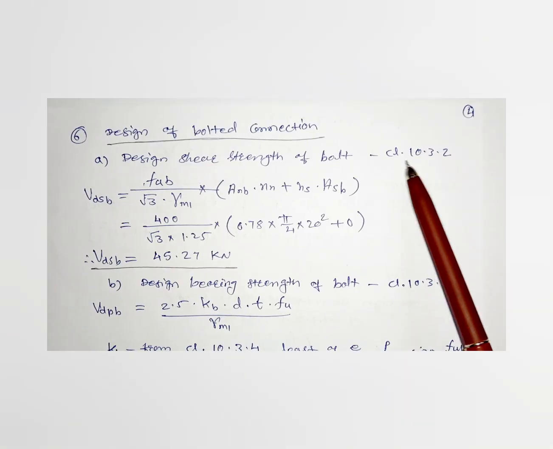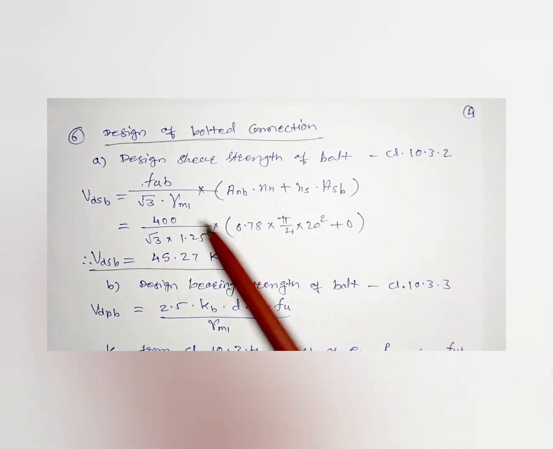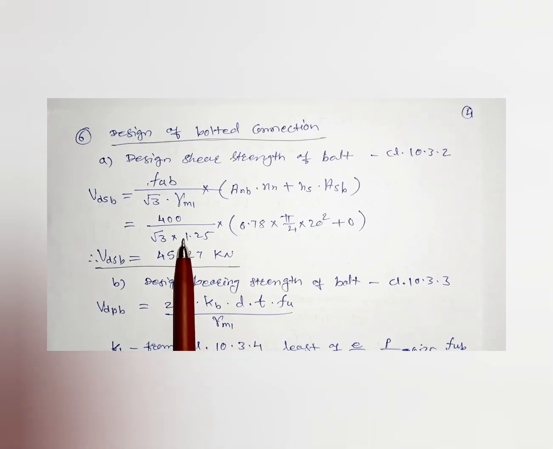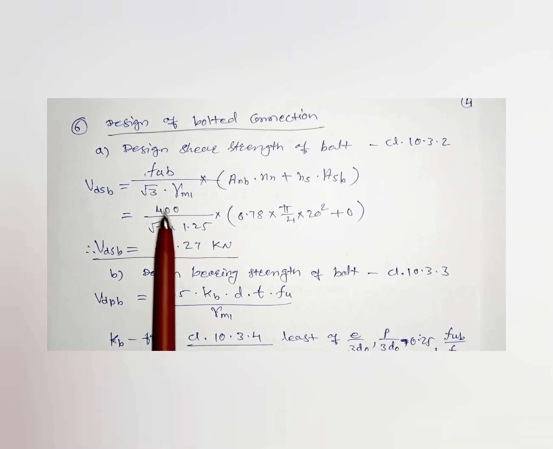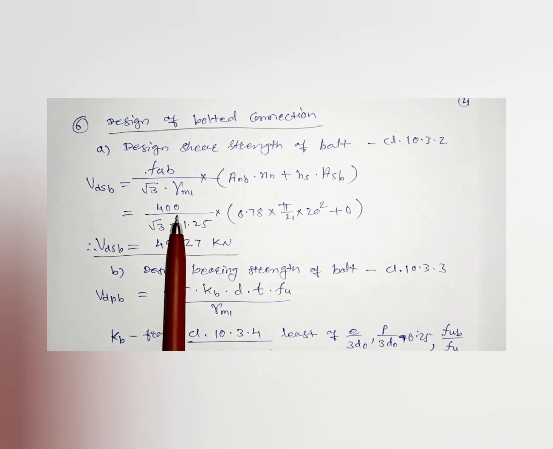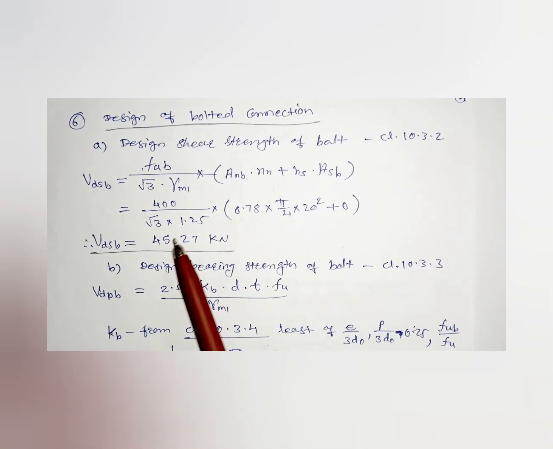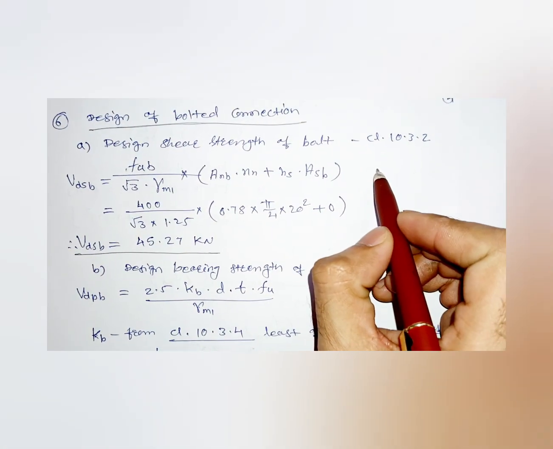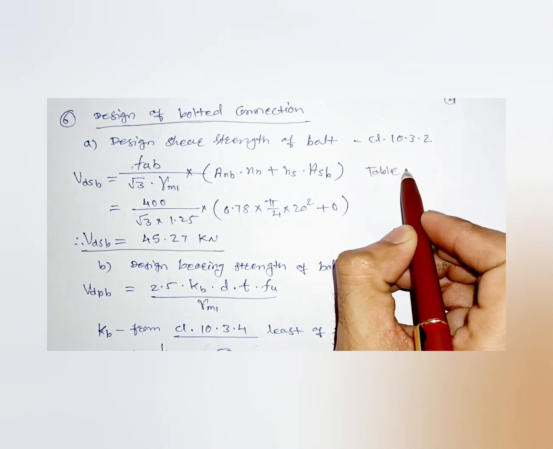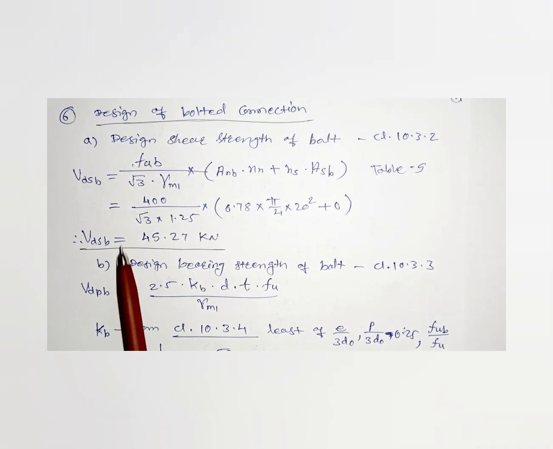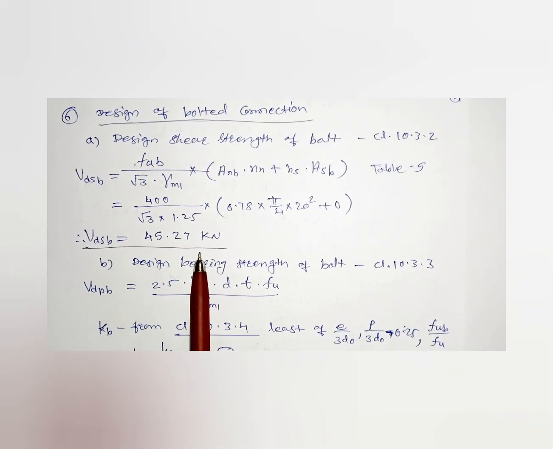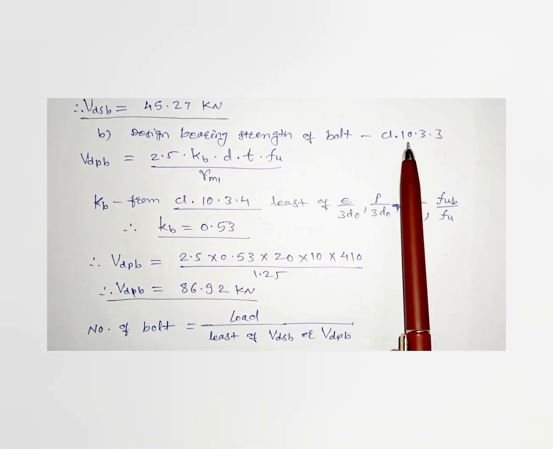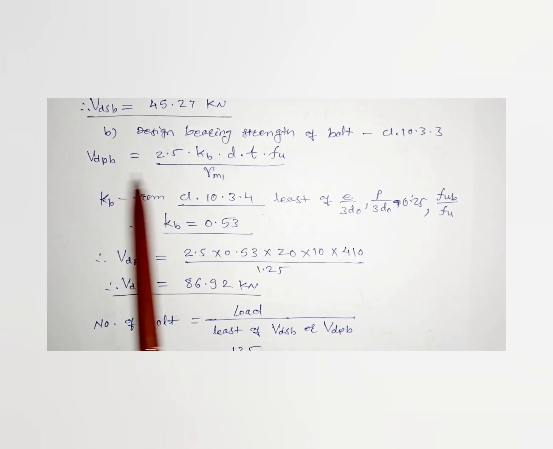IS 800 clause 10.3.2 gives this formula for design shear strength of the bolt. Here FUB is the ultimate strength, the stress of the bolt, which is 400, and gamma m1 is from table number 5. So likewise we can determine the design strength of the bolt. Next is the bearing strength of the bolt. Again clause 10.3.3 gives this formula.